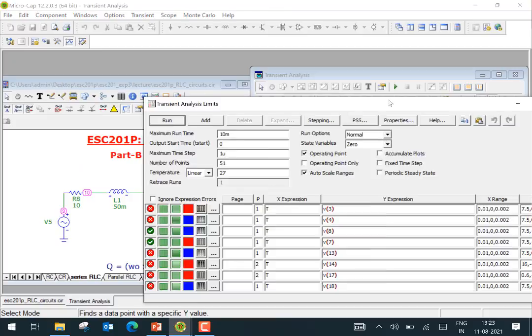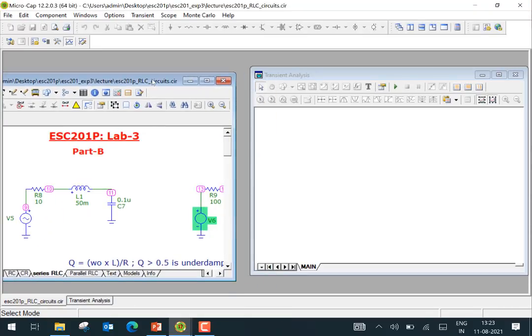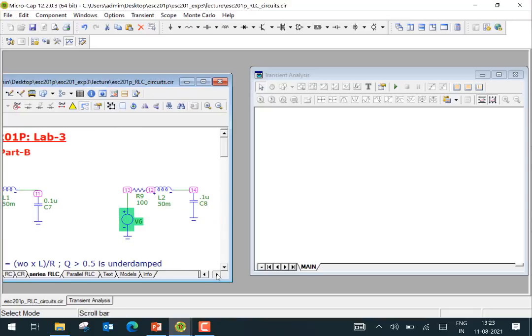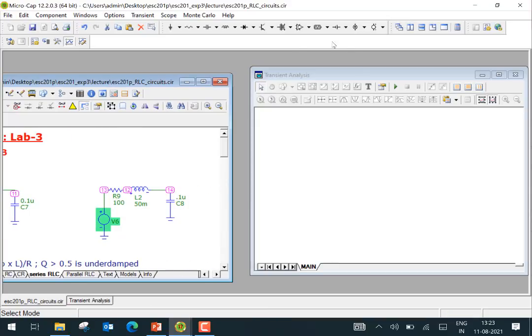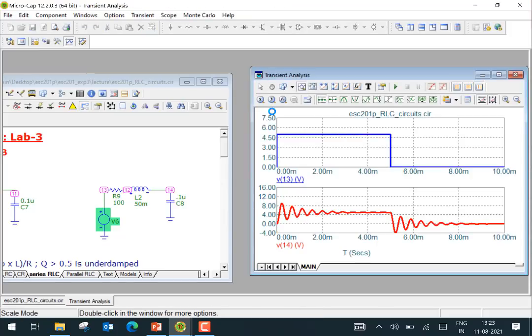So now note that we are monitoring for transient analysis. For transient analysis, we need to monitor V14 and V13, right? So let's go back here, V14 and V13. So disable these ones, V14 and V13. So let's enable this here and let's run it here. Right, so this is what you get here.